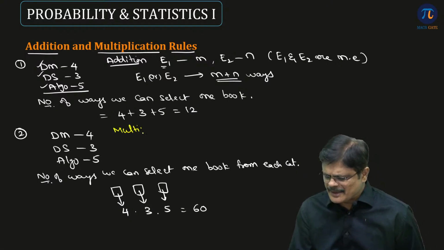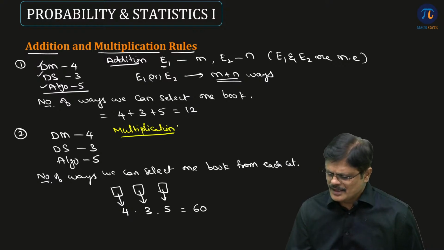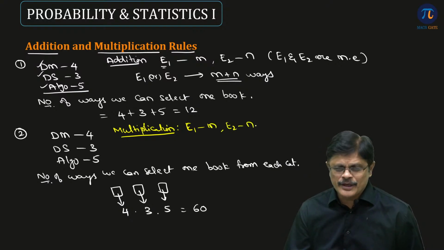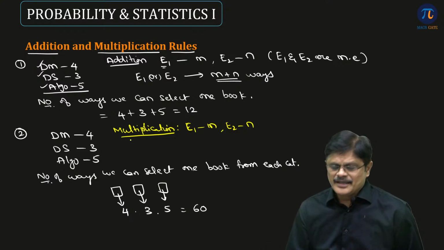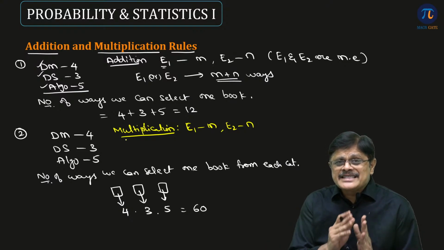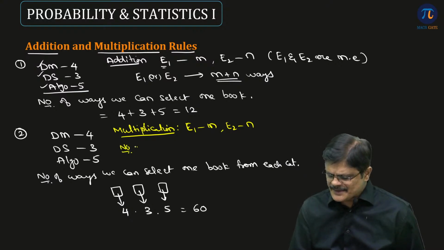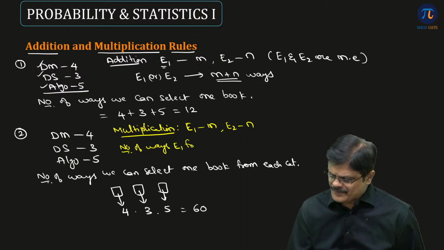So what is this multiplication principle or multiplication rule? If event E1 can happen in m ways, event E2 can happen in n ways, and the number of ways E1 followed by E2 can happen.